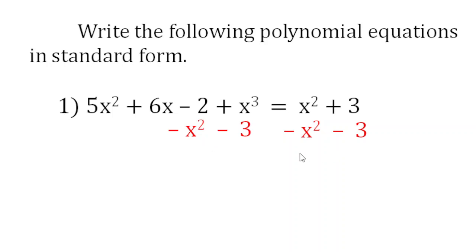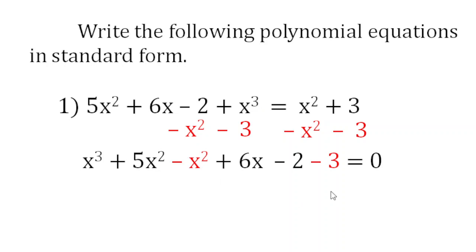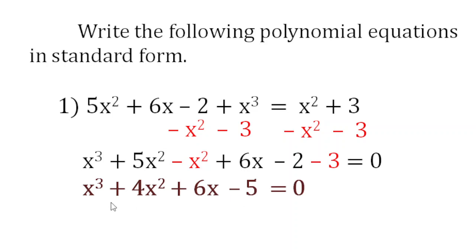Okay, the right hand side now becomes 0, and we can already arrange our terms here from the highest exponent to the lowest exponent, combining like terms. So we have this one. x cubed, the highest exponent, then we have here 5x squared minus x squared, and then plus 6x, minus 2, minus 3. So this is our answer. x cubed plus 4x squared plus 6x minus 5 equals 0.